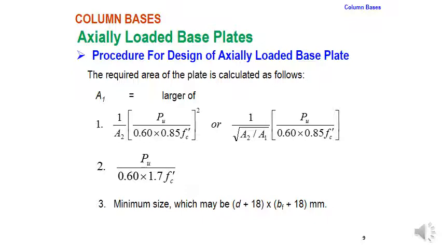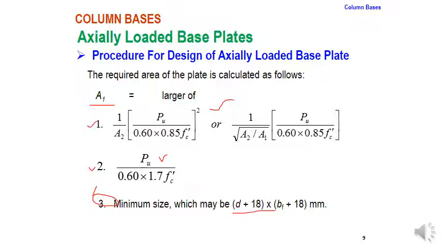So the required area of the plate is calculated as A1, the larger of these 2, mainly 2. Okay, this is the minimum criteria, the third one. You can calculate by using formula 1 and formula 2, and the minimum size needs to be satisfied in all cases every time. This step you cannot miss.